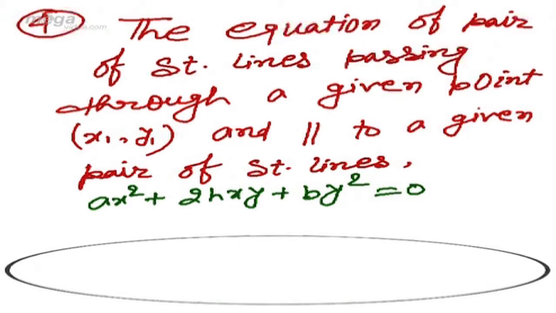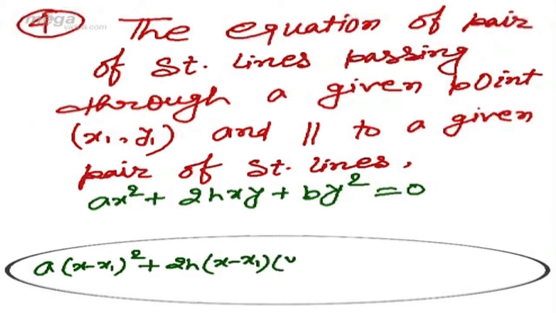So the equation of lines will be a into (x minus x1) whole square plus 2h into (x minus x1) into (y minus y1) plus b into (y minus y1) whole square is equal to 0. Now here it's only the shifting of origin. Basically it's only the shifting of origin. When 0, 0 becomes x1, y1, then what will be the effect on the equation of this straight line?